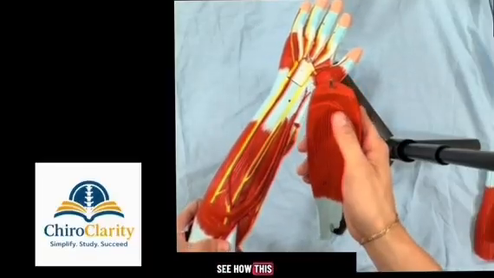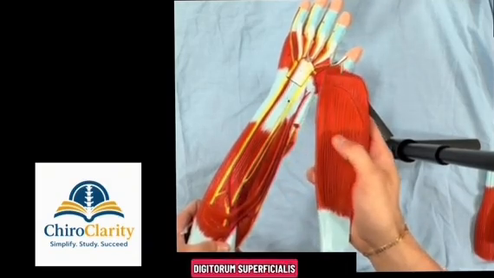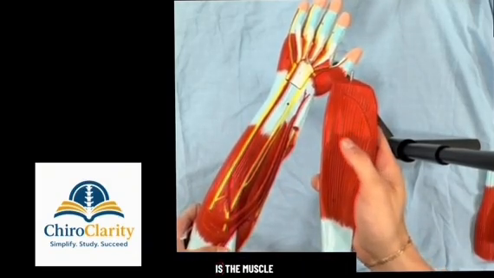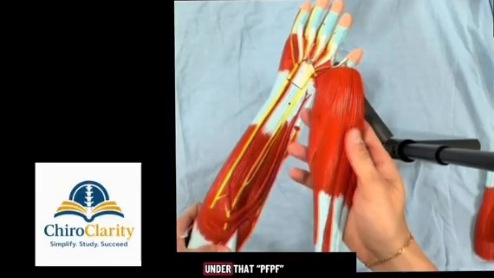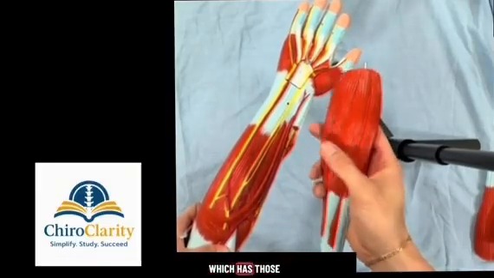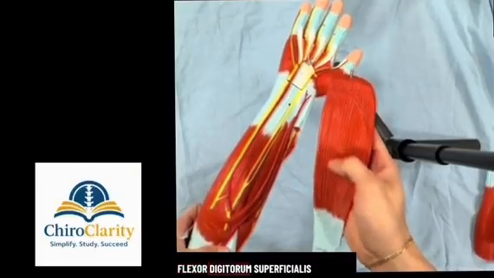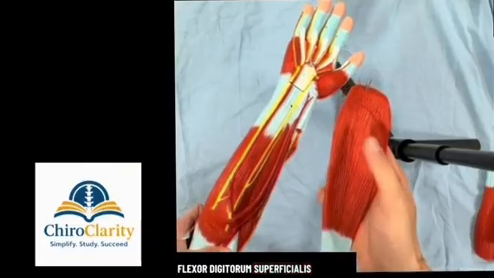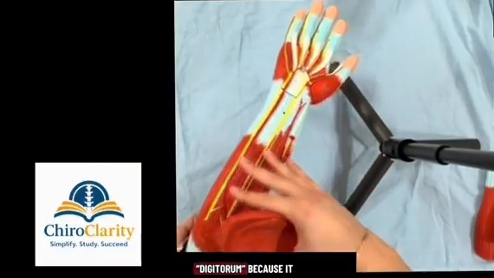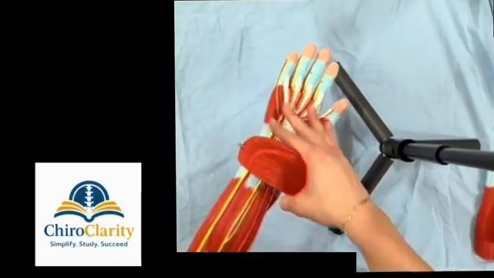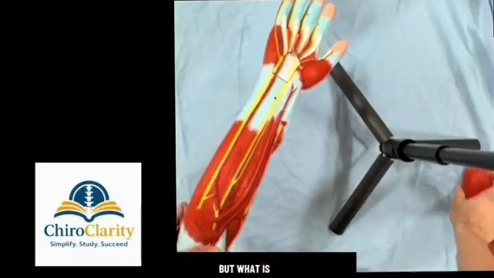And we can see how this muscle is deep to the others, as that flexor digitorum superficialis is the muscle in layer 2 of the anterior compartment of the forearm under that PFPF, which has those 4 muscles in layer 1. Flexor digitorum superficialis. Flexor because it's in the anterior compartment of the forearm, digitorum because it flexes our digits, superficialis because it is superficial. But what is it superficial to?